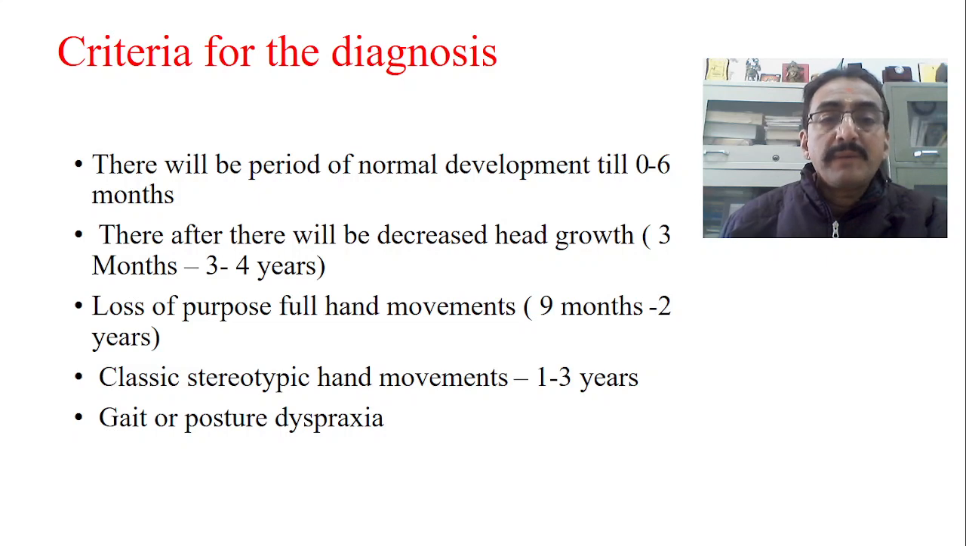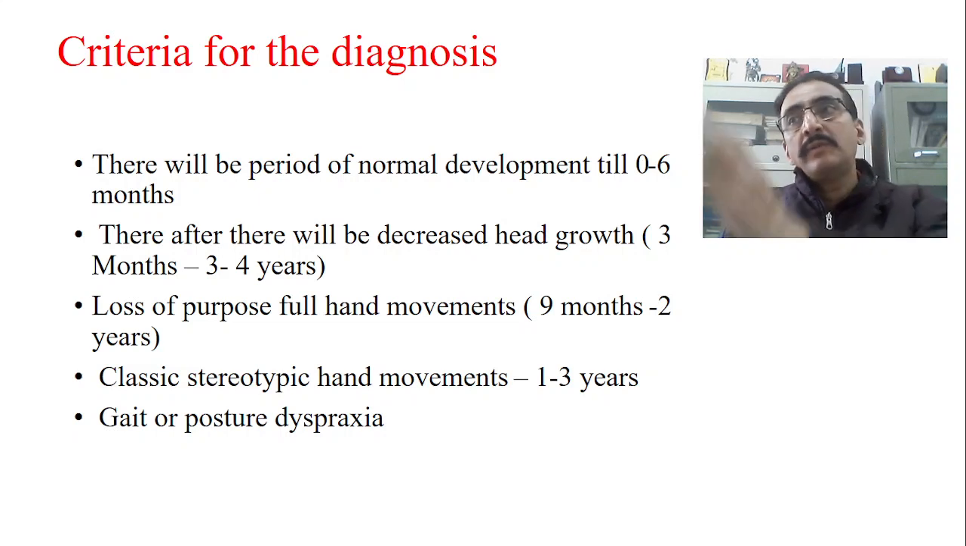Loss of purposeful hand movements will be there between 9 months to 2 years, and the classic stereotypic hand movements start between 1 to 3 years. Gait is also disturbed, posture also gets disturbed, and dyspraxia, meaning a problem in coordination, will also be there. So these are the things.